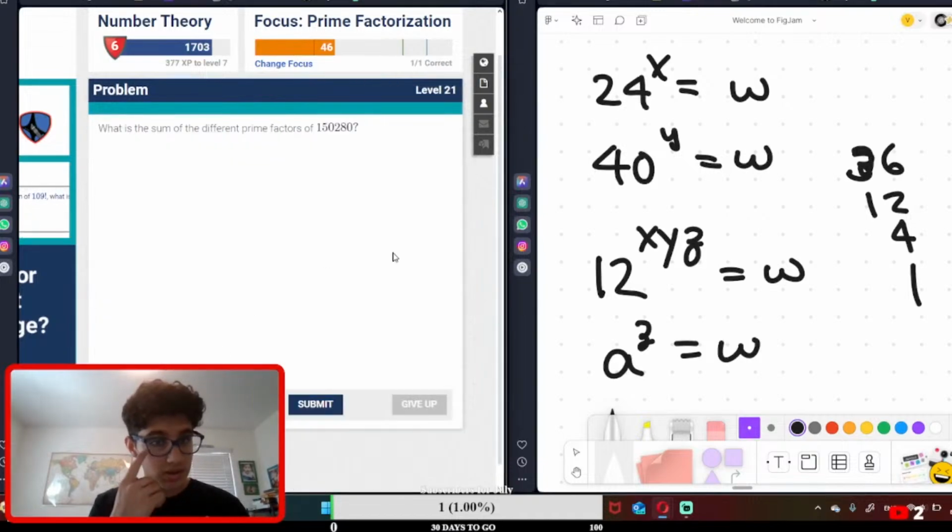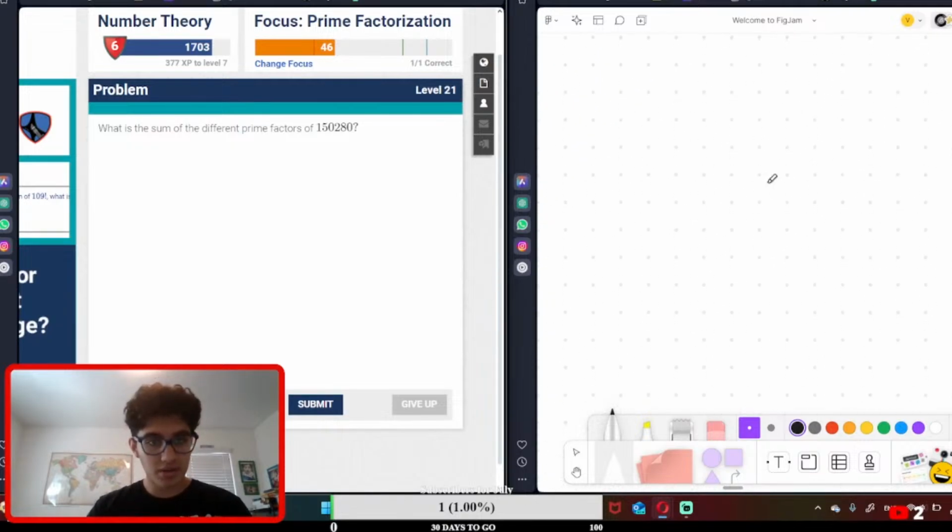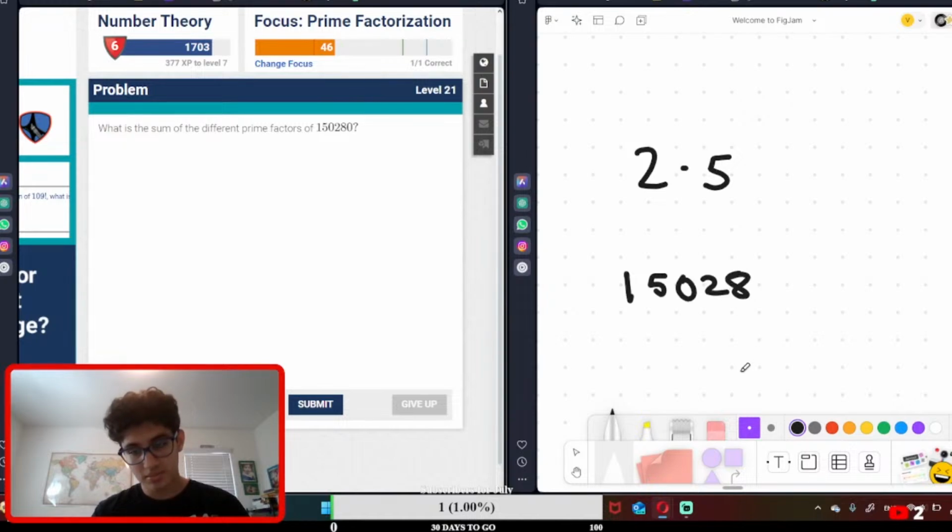Okay. What is the sum of the different prime factors of this? So let's take out a 2 and a 5 right away. 2 times 5. What else can we do? Then we've got 15,028. Let's see what all goes in here. We've obviously got a 4, right? So we can just keep these right now because we're just being asked for different prime factors. So let's divide this by 4. What does that give us?